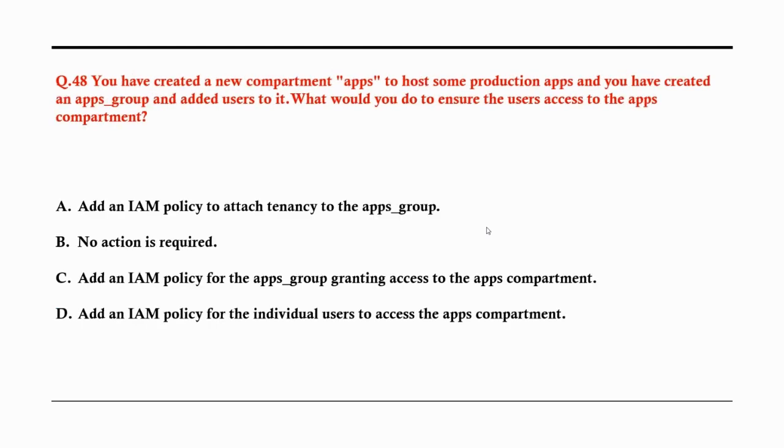Question 48. You have created a new compartment apps to host some production apps, and you have created the apps underscore group and added a user to it. What would you do to ensure the user's access to the apps compartment? The answer is C. Add an IAM policy for the apps underscore group granting access to the apps compartment.